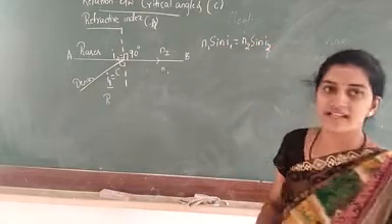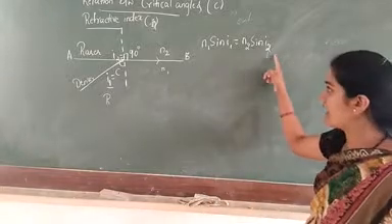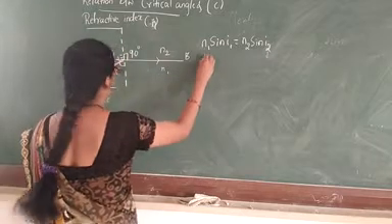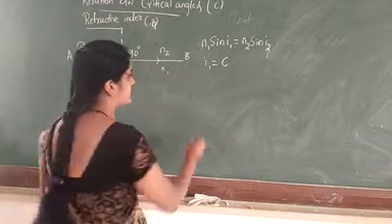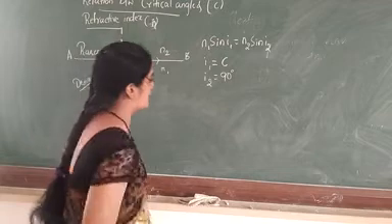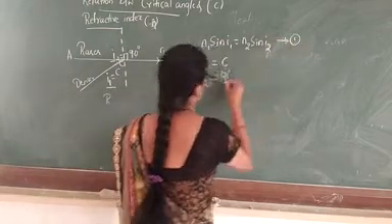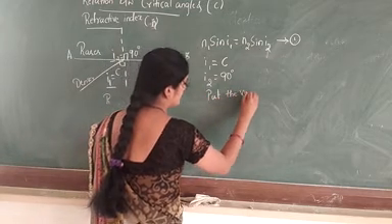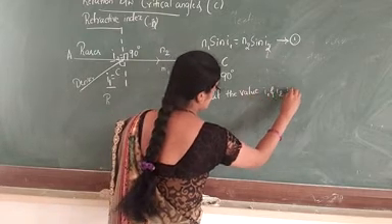Now, according to this we know the equation N1 sin I1 is equal to N2 sin I2. We know the values of I1 and I2. In the diagram, I1 is equal to C, that is the critical angle, and I2 is equal to 90 degrees. Let us put the values of I1 and I2 in equation 1.